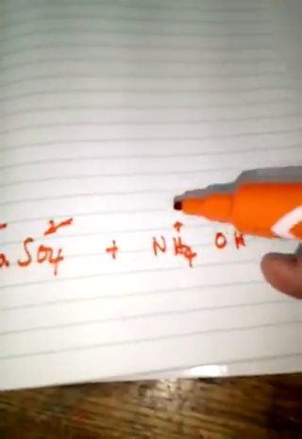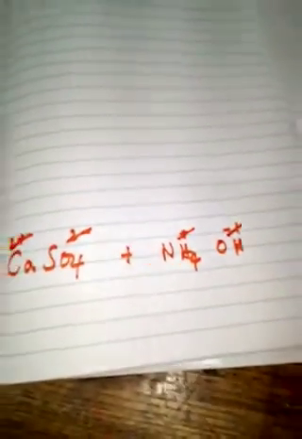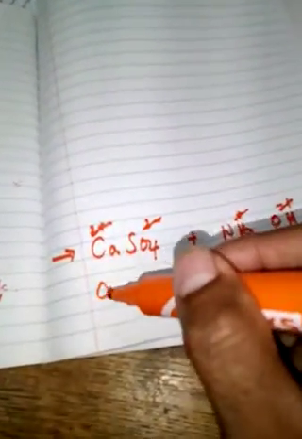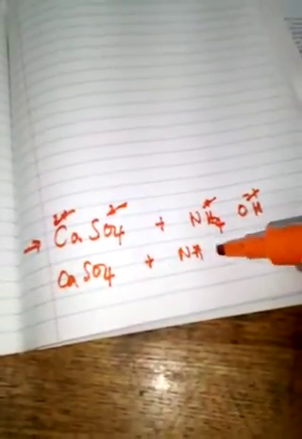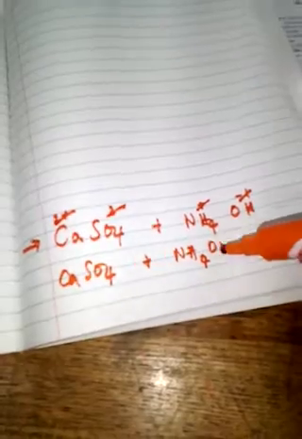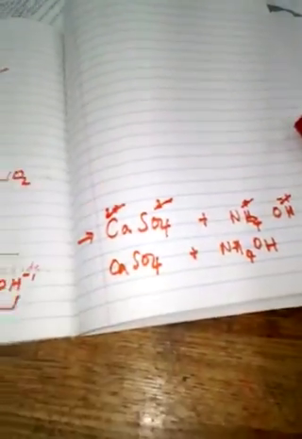Plus, you have ammonium plus 1 and hydroxide minus 1. So just cross out. So your product would be calcium sulfate plus ammonium hydroxide. That's your product. Let me rewrite it clearly.